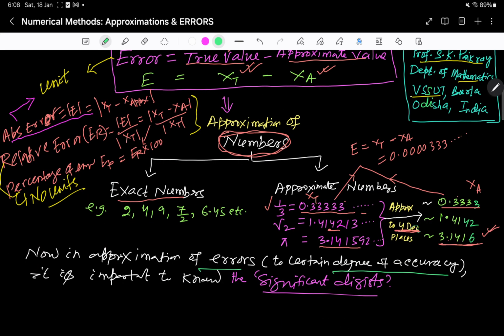So, as you see here, we now approximate up to 4 decimal places. So up to a certain degree of accuracy, we need to write it. Now in the approximation of errors, up to a certain degree of accuracy, it is important to know what the significant digits are, right, significant digits.